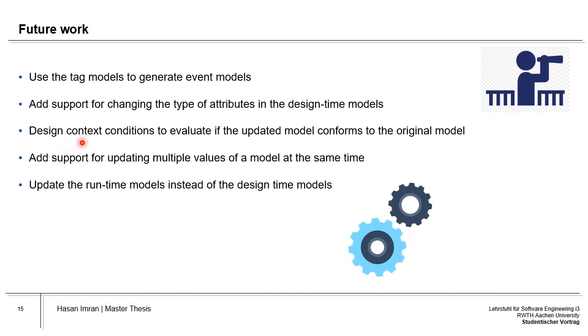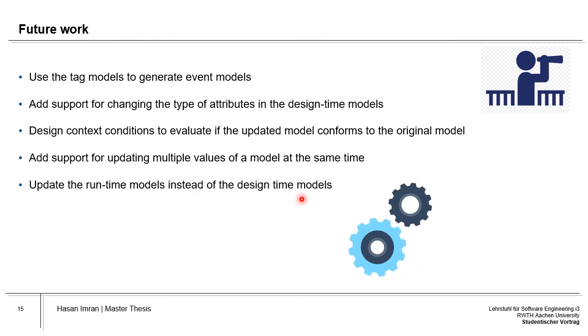We then also have to define context conditions to evaluate if the updated model conforms to the original model. Once we change the type of attributes, we need to make sure that it also conforms to the original model. Then we can also add support for updating multiple values of the model at the same time. So in the executor, you have the design time model, and you can now update multiple values of the design time model in one cycle of the digital twin.